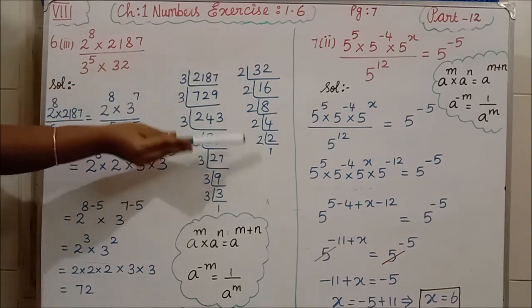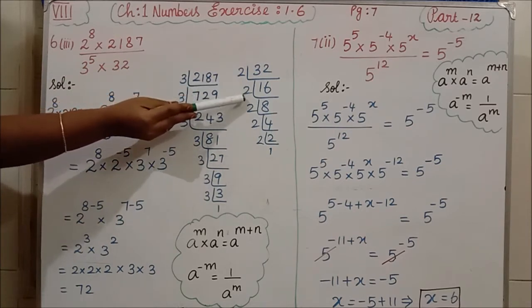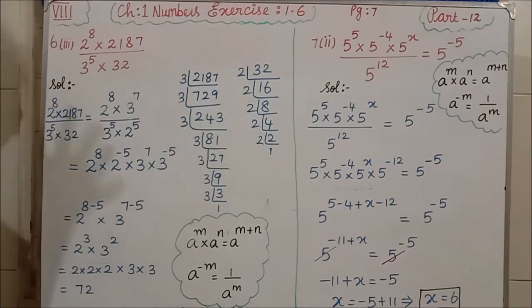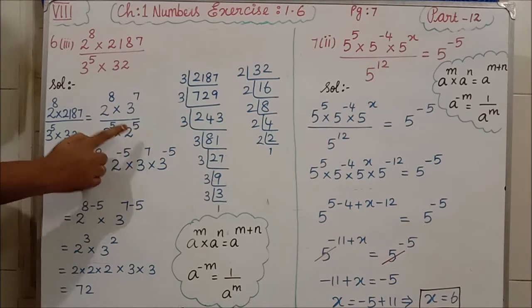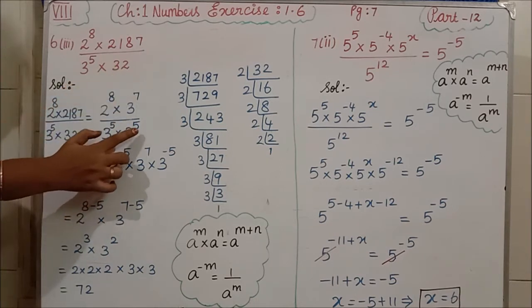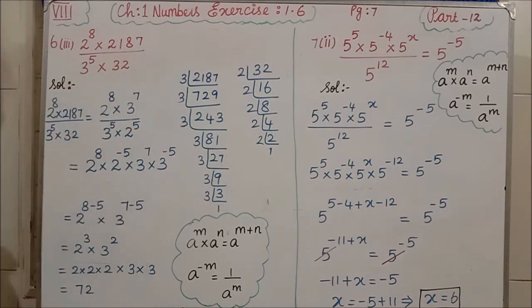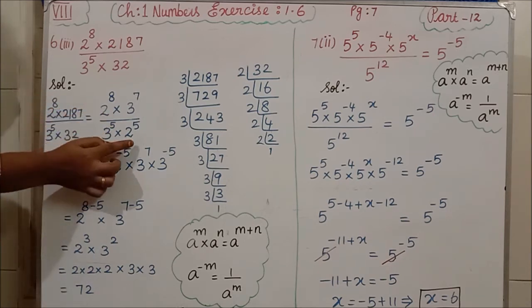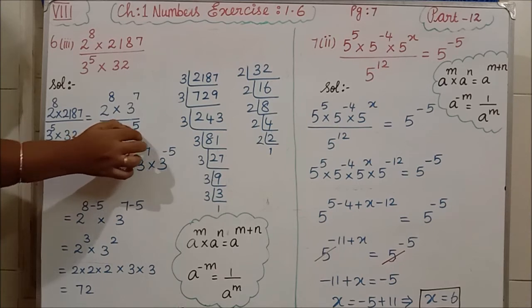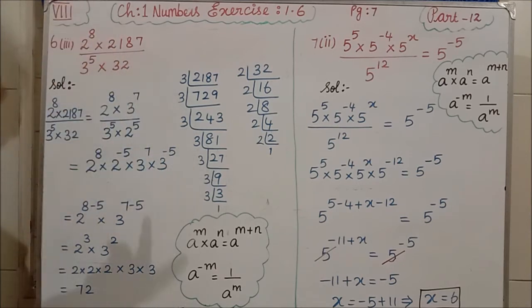If I take LCM, 2 how many times I am having? 1, 2, 3, 4, 5. I am having 5 times. So 2 power 5. In the place of 32, I am writing 2 power 5. Clear? Here also in the numerator 2, here also in the denominator we are having 2. So I am taking this 2 to the reciprocal. I am doing the reciprocal.